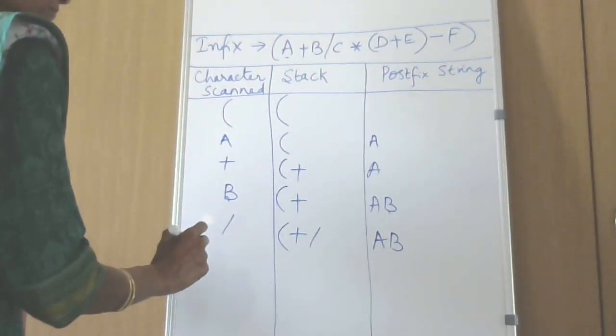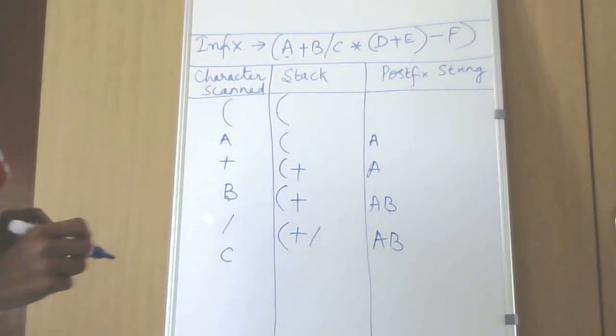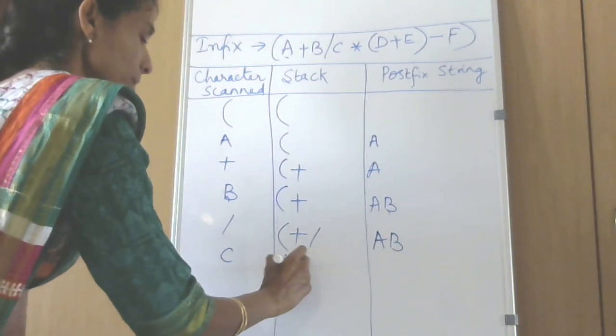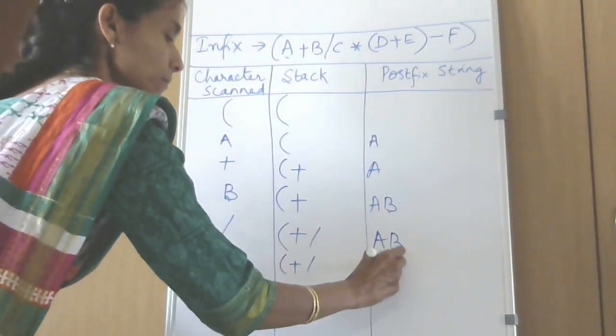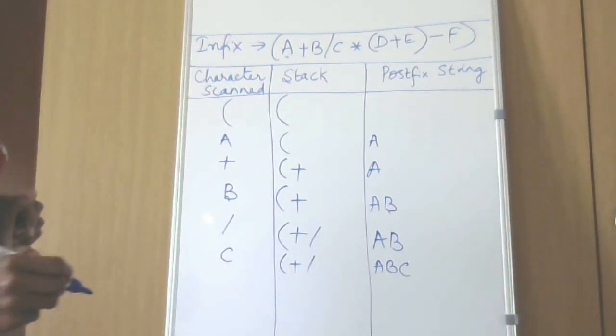Next you have C, right? The next character is C. C is an alphabet, so I will put it as part of the postfix string. Next is star.